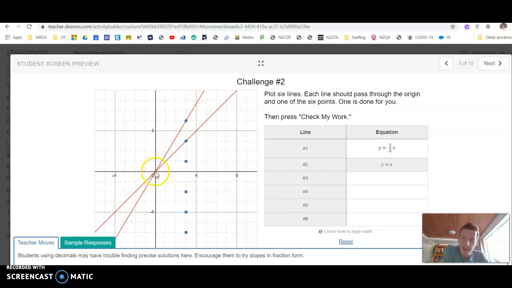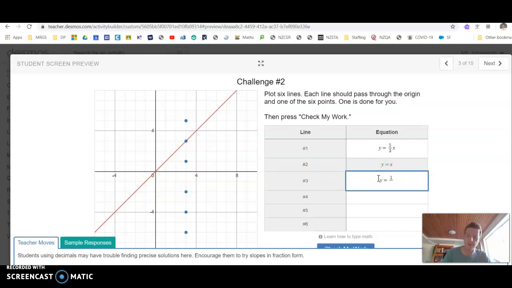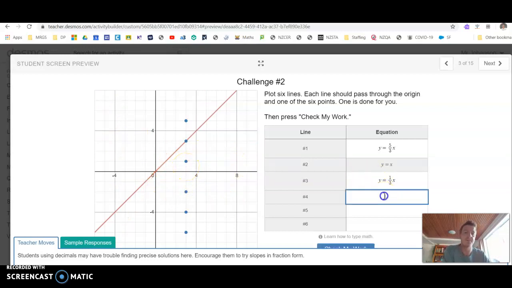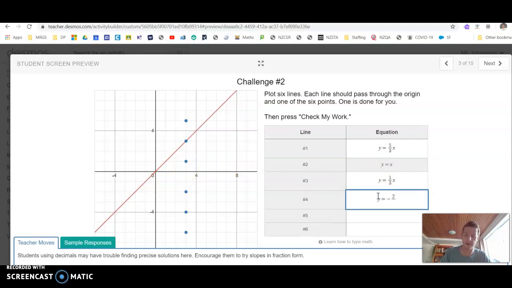This next one, I'm going across 1, 2, 3, and up 1. So this one I'm going to say equals, my rise is 1 over my run, which is 3. And I can check that one as well. Oh, yep, there it goes. So I want you guys to continue. Now this one here, if I go across 3 and I'm going down 2, my rise is going to be negative. So it's going to be y is equal to negative 2 over 3. So my rise is negative.